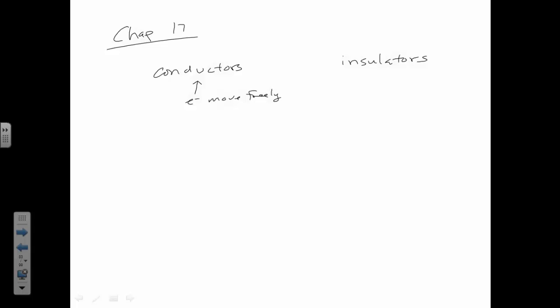All right. In a conductor, our electrons move freely, and in an insulator, they don't. They like to stay where they are. They're sort of stuck in the matrix of your chemical bond. Let me just tell you what current is right up front.